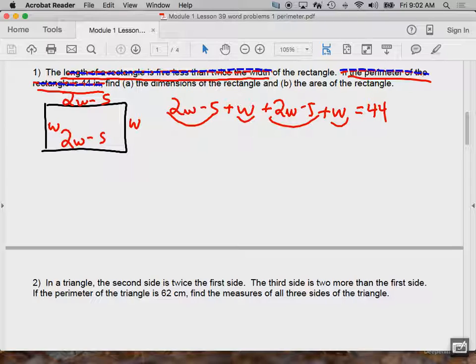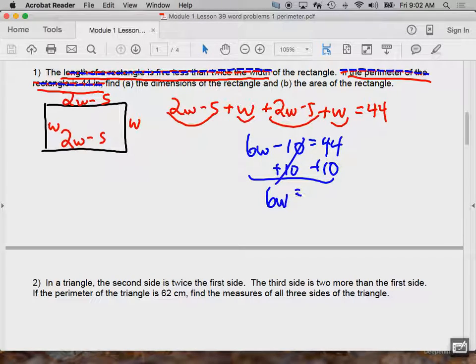Is this a same side situation or an opposite side? Same side. 2W, 3W, 5W, 6W, minus 10 is equal to 44. Opposite, add 10. 6W is 54. Dividing by 6, W is 9. Okay? So I think you should be able to comfortably get through that, don't you? Right? Once you get to the red equation, it all kind of flows pretty quickly.